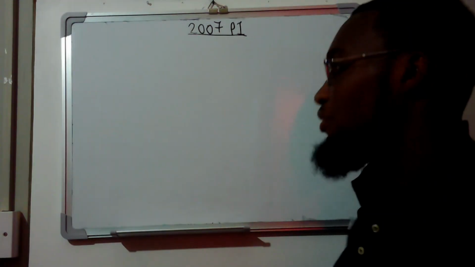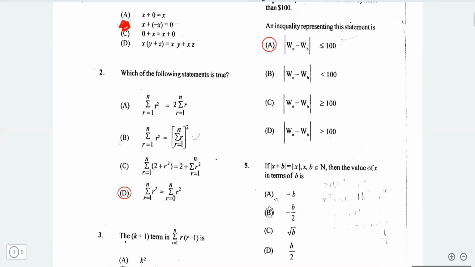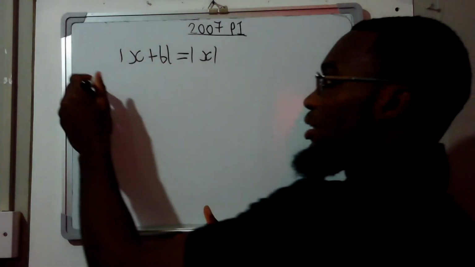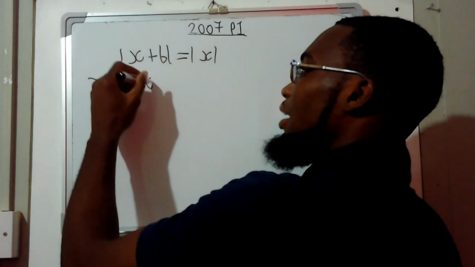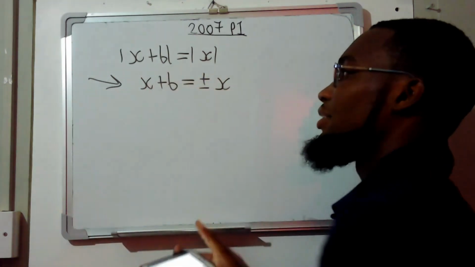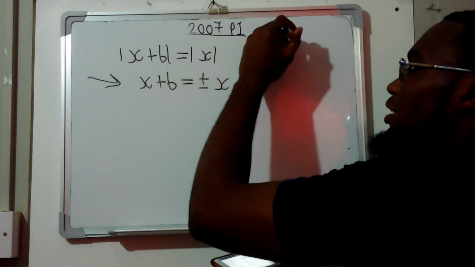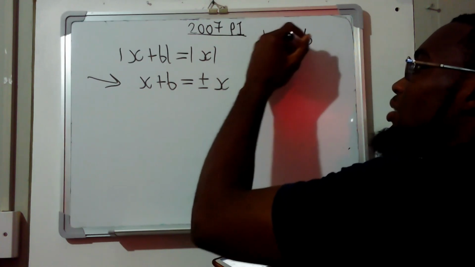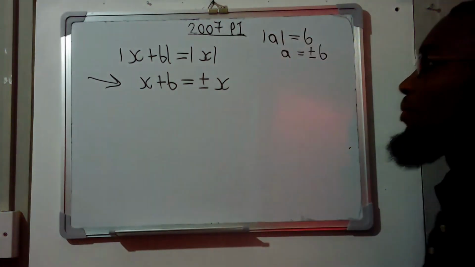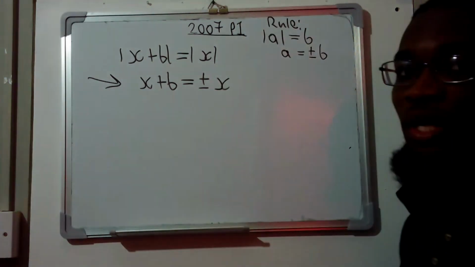Find the value of x. So the modulus of x plus b is equal to the modulus of x. Now, if the modulus of x plus b is equal to the modulus of x, then that implies that x plus b is equal to plus or minus x. That's the rule: if the modulus of a is equal to b, then a is equal to plus or minus b. This is the rule of modulus.